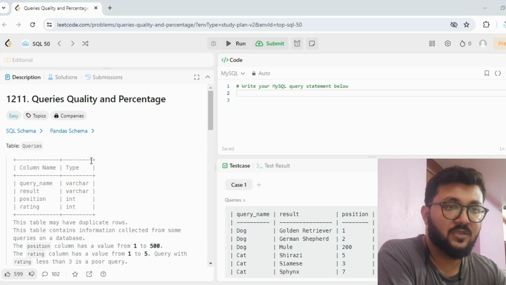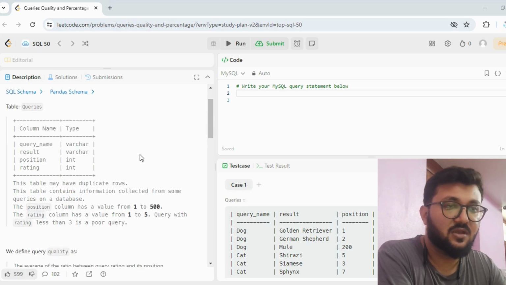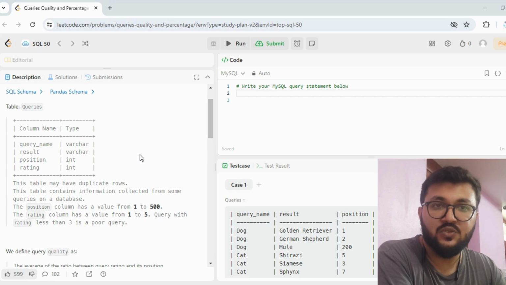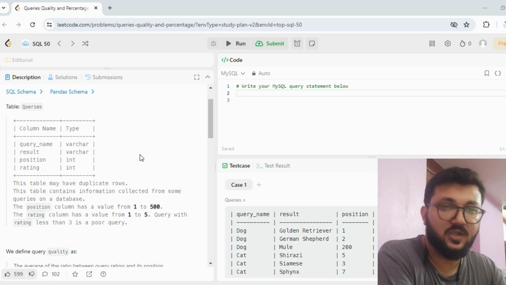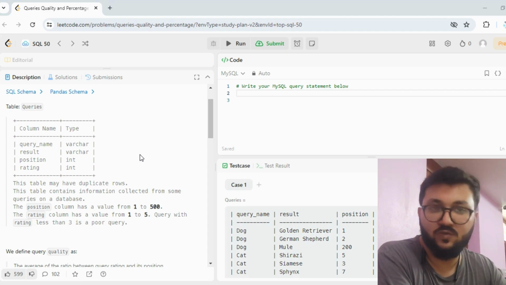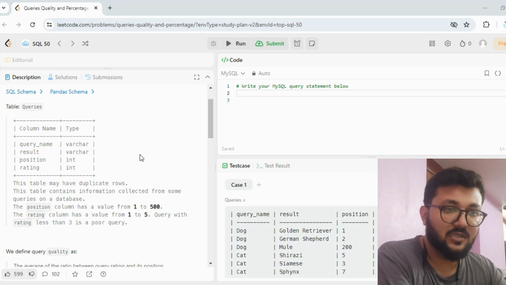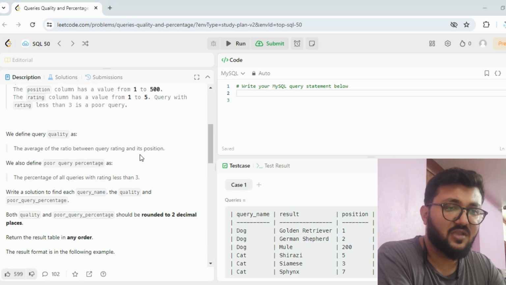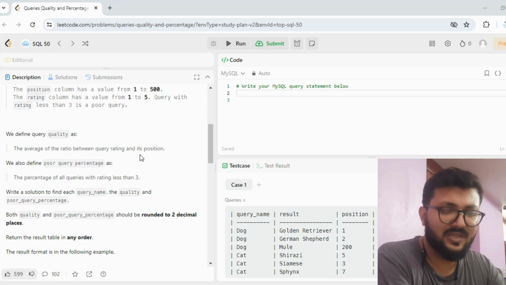Now just see what the table says. The Queries table has four columns: query name, result, position and rating. These columns hold certain information. The position column has values from 1 to 500 and the rating is from 1 to 5. The table may also have duplicate rows. So this is sample data in a table taken from a database.